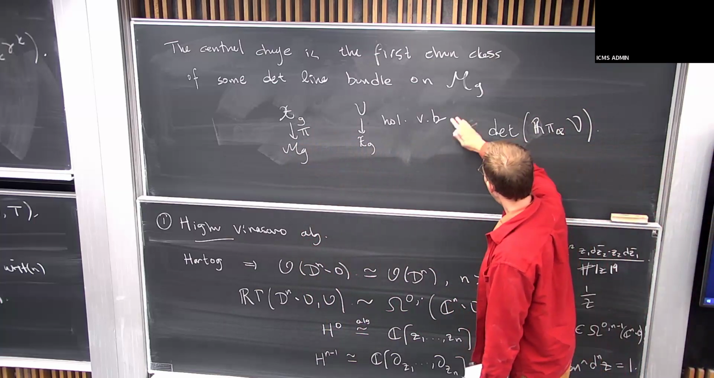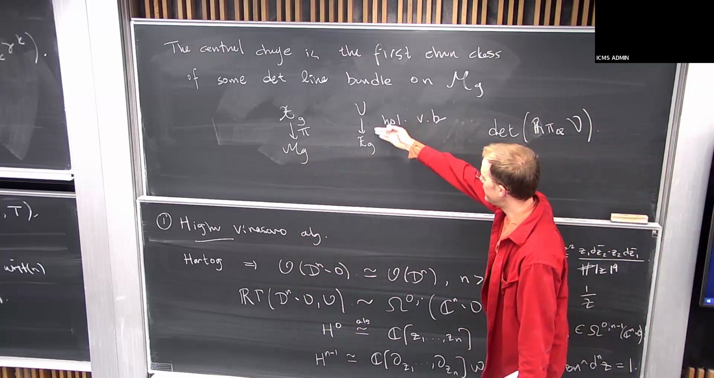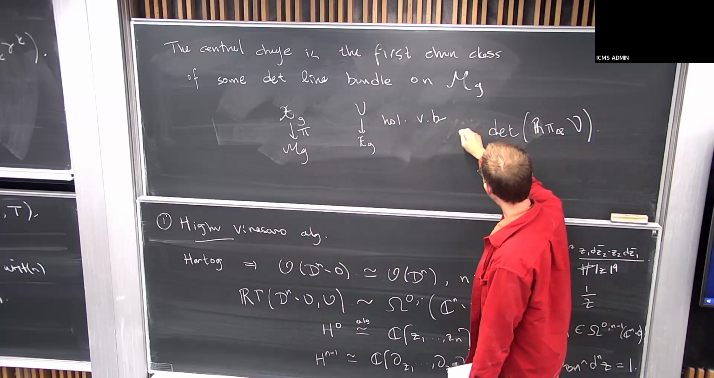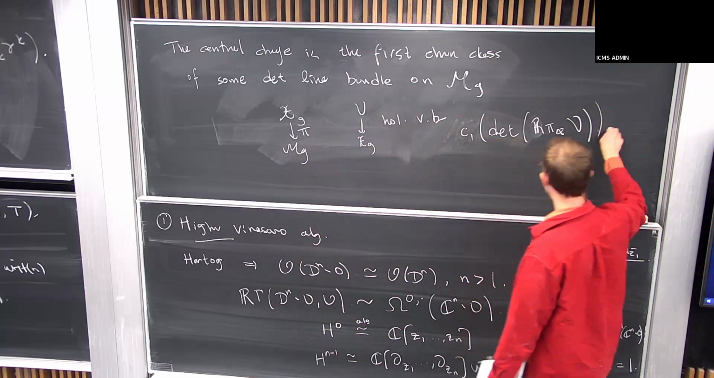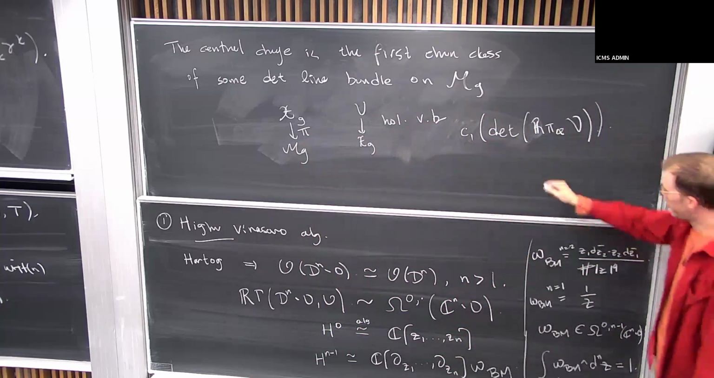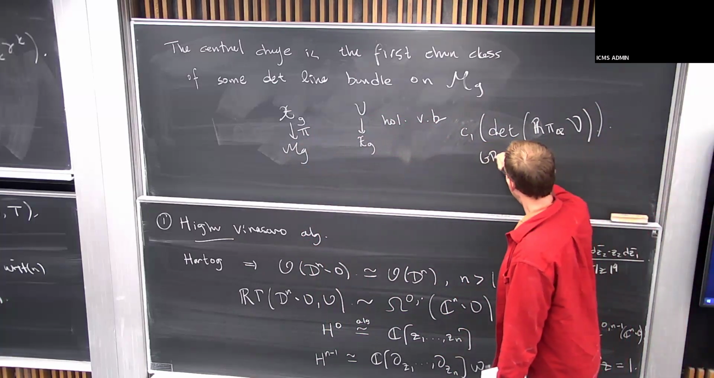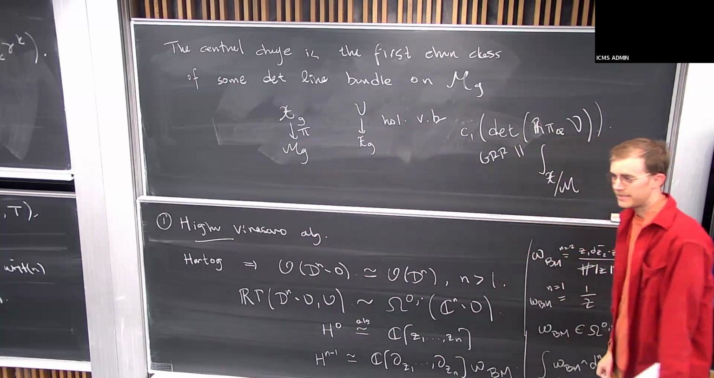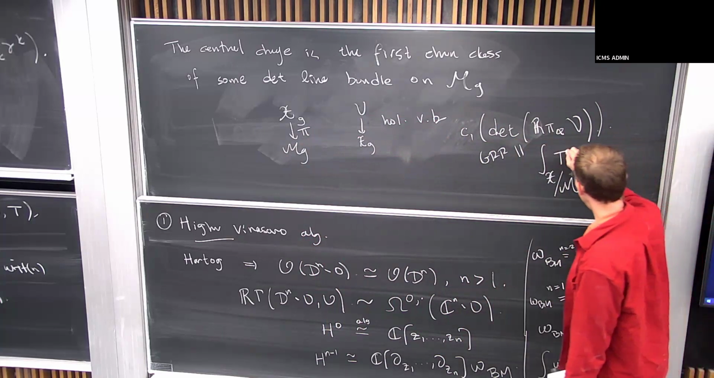And the CFT associated to this holomorphic vector bundle has an anomaly, which is measured by this first Chern class. And by Grothendieck-Riemann-Roch, this is given by the fiberwise integration of some class. And this class is Todd times ch of V.